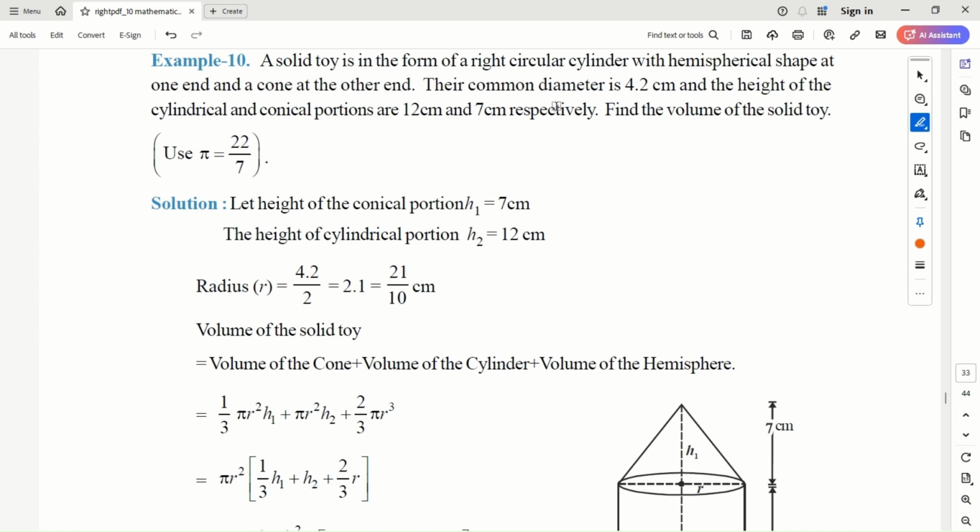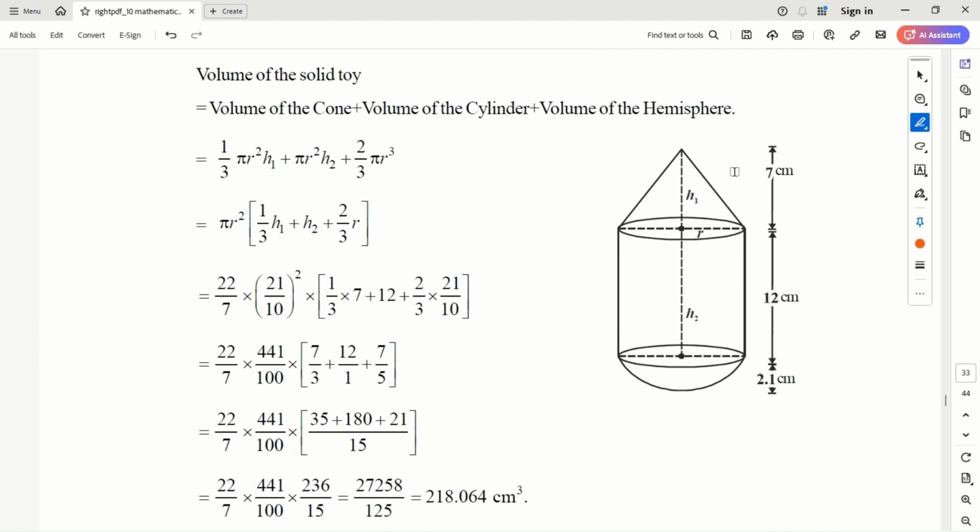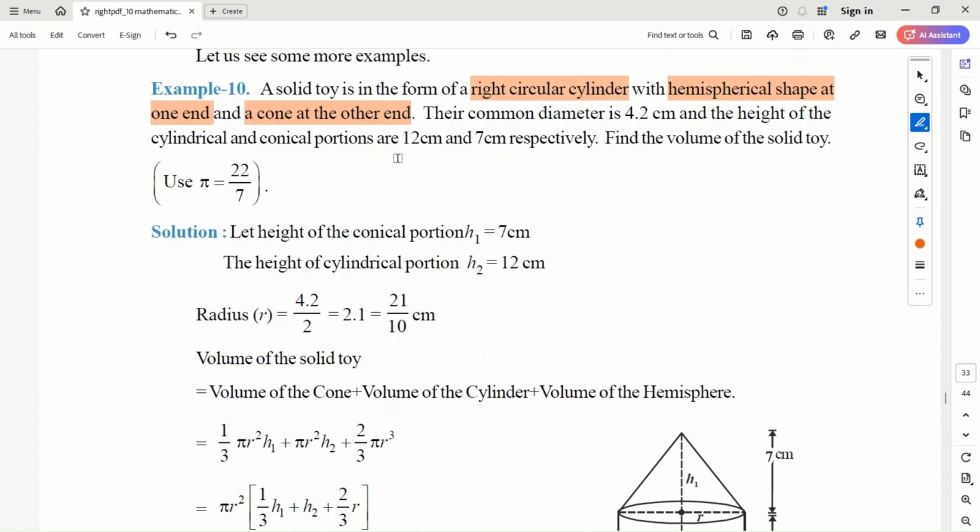Okay, a solid toy is in the form of a right circular cylinder with hemispherical shape at one end, and a cone on the other end. Okay, so if you see the diagram, it is something like this. Now the common diameter is 4.2 centimeters, and the height of the cylindrical and conical portions is 12 centimeters and 7 centimeters respectively. Find the volume of the solid.